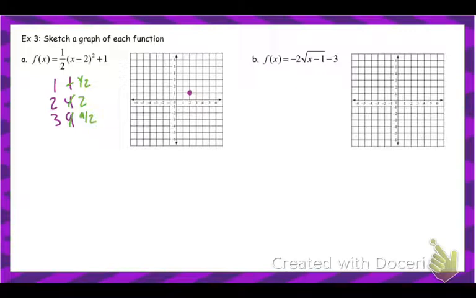So now, again, this is in relation to the vertex. Okay, so from the vertex, from (2, 1), I'm going to go right 1 and up 1/2. I'm going to go right 2 and up 2. And I'm going to go right 3 and up 4.5. Then I'm going to do the same thing on the opposite side of the axis of symmetry to get my parabola.